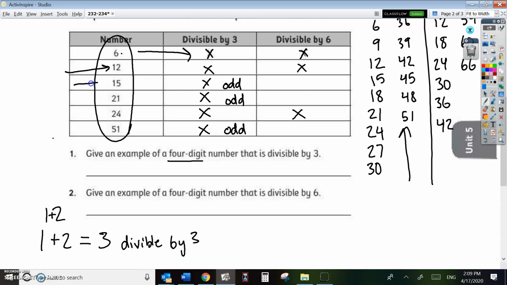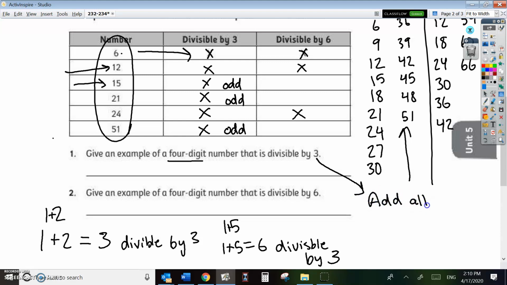Okay, so look at 15. 15, put a plus sign in the middle, 1 plus 5 equals 6. 6 is divisible by 3. Okay, so the rule is, if it can be divisible by 3, you add the digits, is the sum divisible by 3?